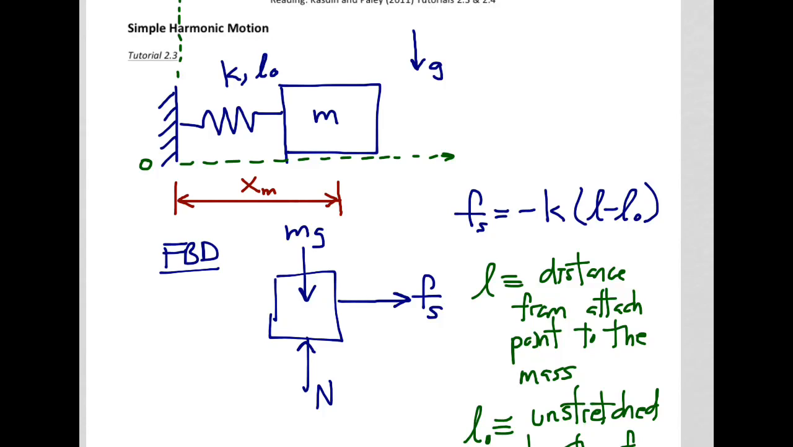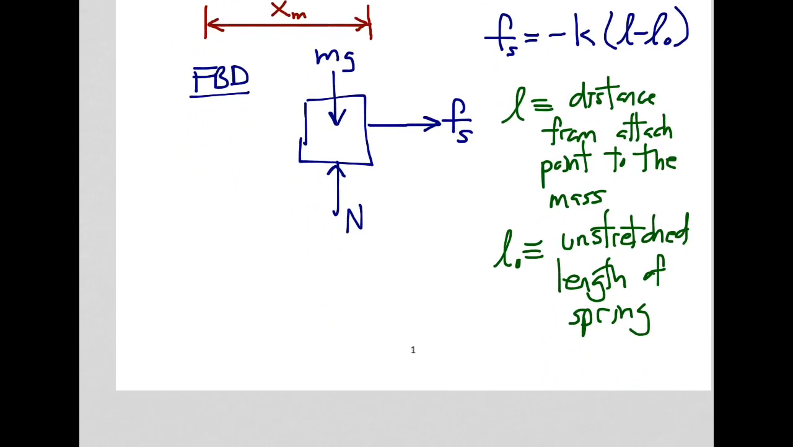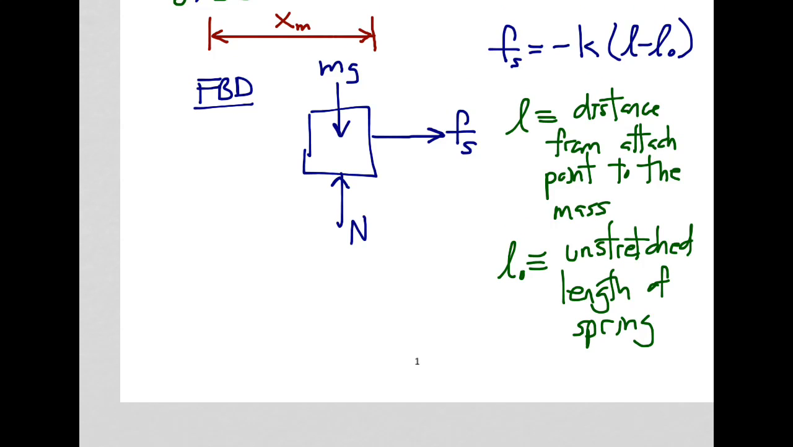Alright, so now that we have our free body diagram, we can then apply Newton's second law. And so Newton's second law tells us that our force in the x direction is equal to the mass multiplied times x double dot of your mass. And so the only force that we have is our spring force, and our spring force is negative K L minus L0 is equal to M x double dot M.